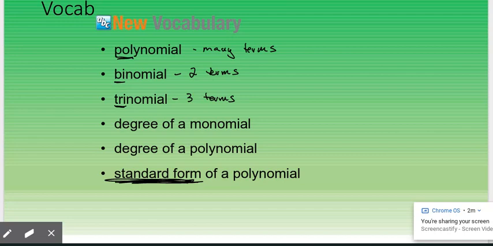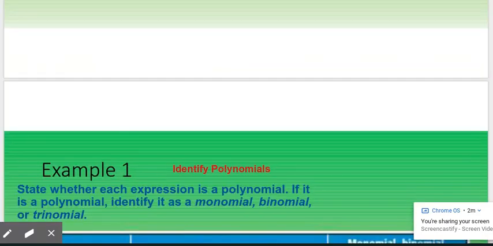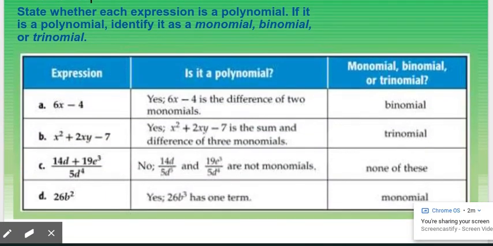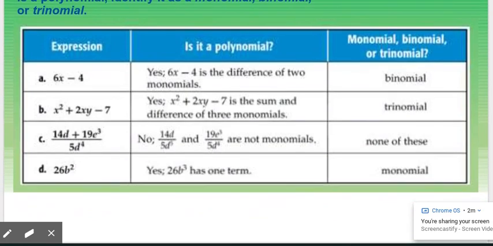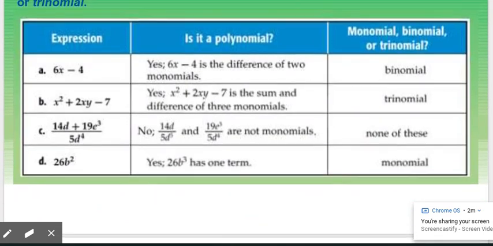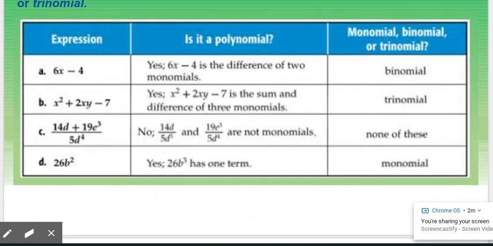As we go through, we'll discuss some more of those. You'll hear me talk about and probably say the words binomial, trinomial. So these are some example problems. I don't want you to write any of these down, okay? But just to kind of talk about what the different ones look like.